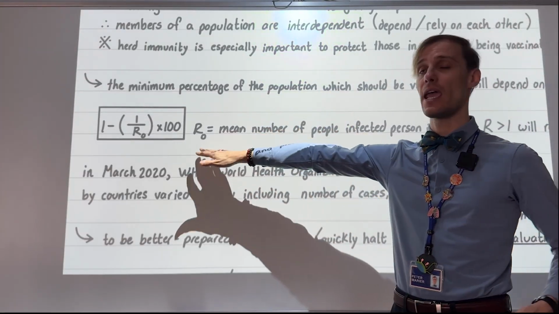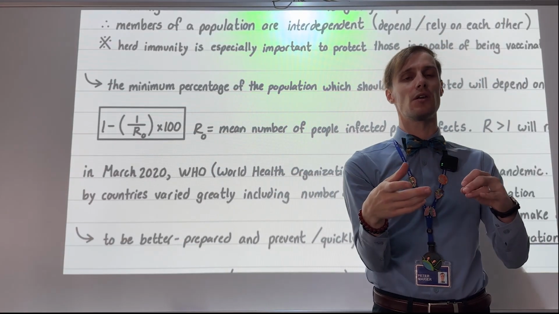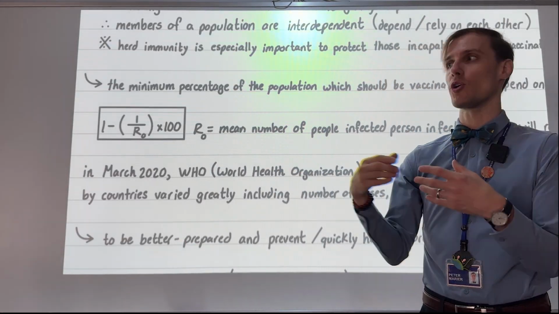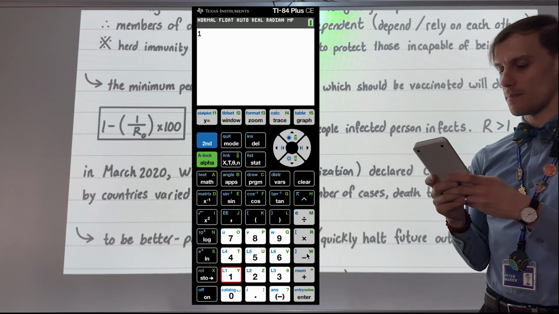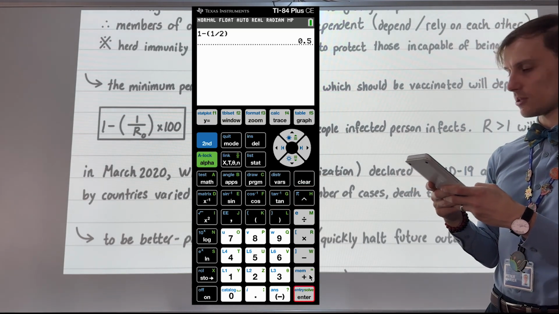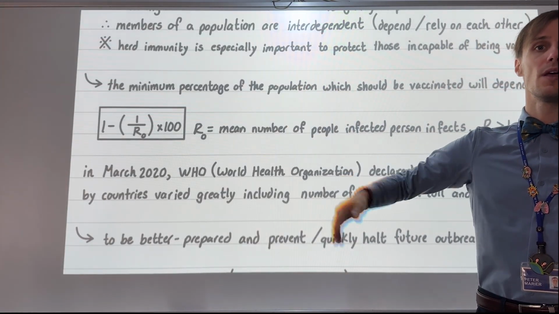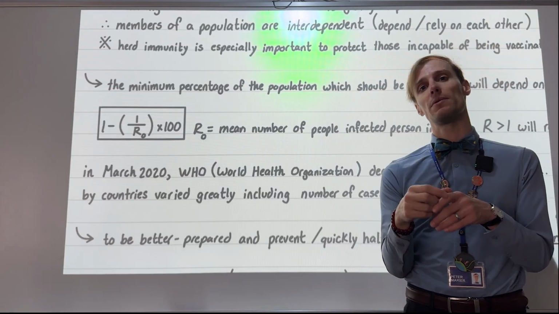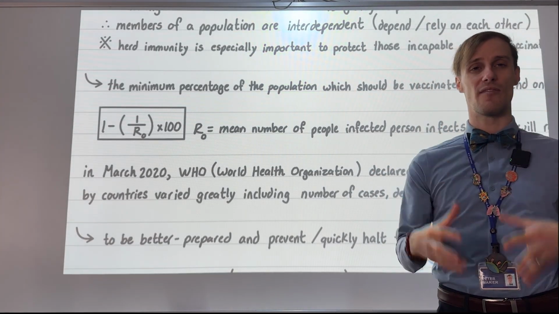So if the R0 value was 2, then what percentage of the population should be immune in order to have successful herd immunity? So I can do 1 minus bracket 1 divided by 2, close bracket, multiplied by 100. If 50% of the population were immune, then the population as a whole would be able to develop herd immunity, and the likelihood of spread gets significantly reduced.